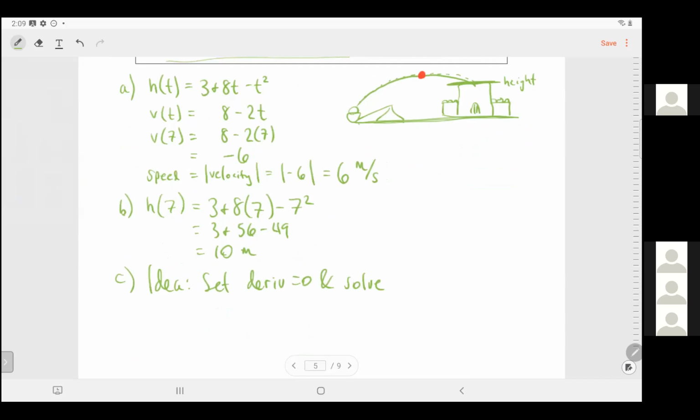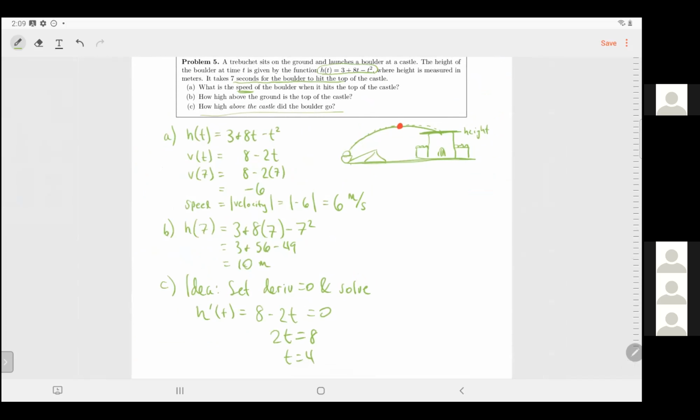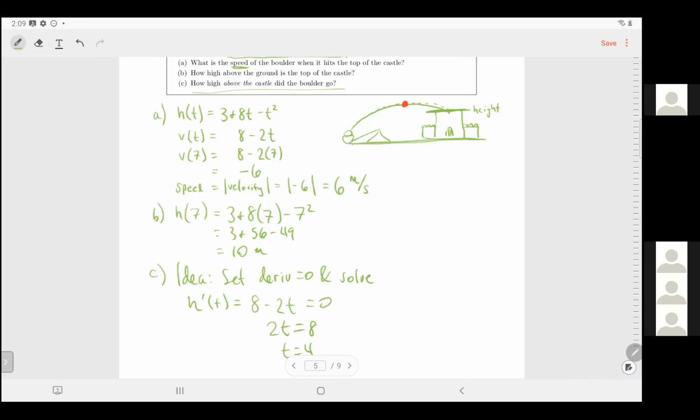Okay, luckily we have the derivative. That's just the velocity, right? So I could write v of t here, or I could write h prime of t. Either way, it's 8 minus 2t. We're going to set that to 0. Okay, so 2t equals 8 means t equals 4. Cool. So that's the time when it happens. So this is time t equals 4.